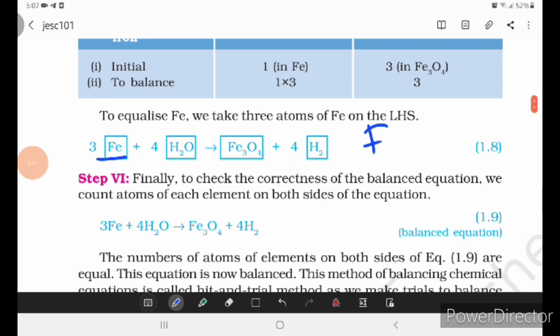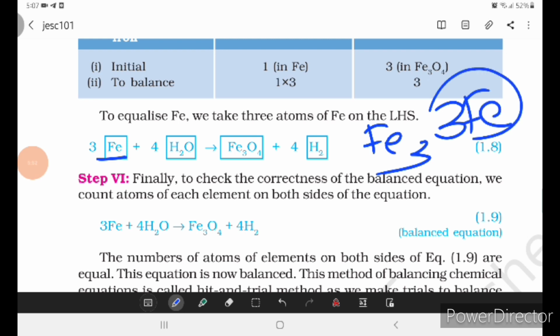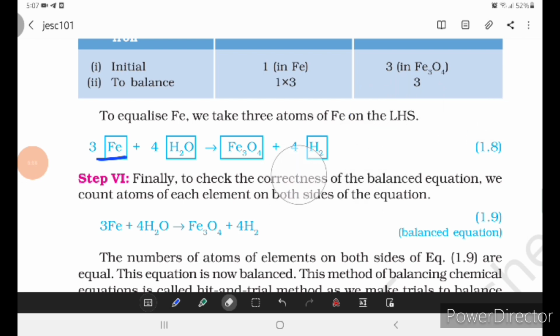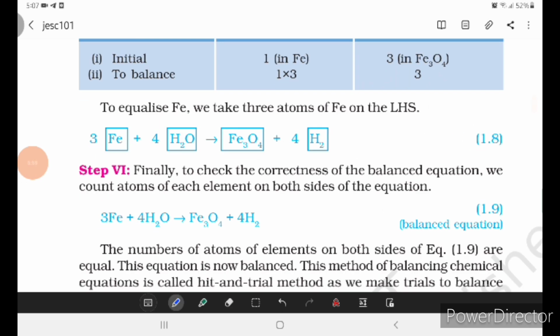But you should not write it as Fe3. You should write 3 times Fe. So 3 times Fe is different and Fe times 3 is completely different. They both make a difference, right?